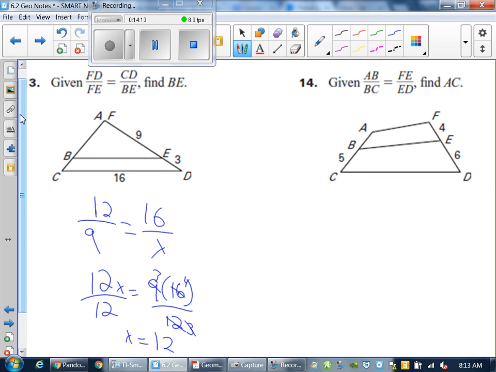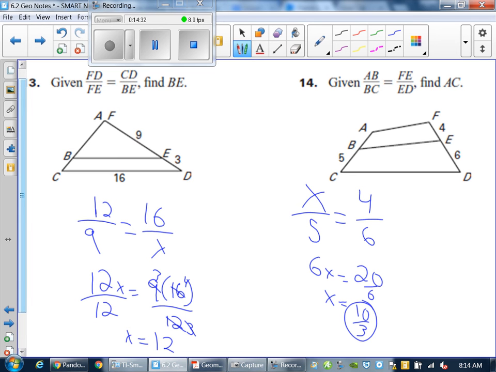AB is the one you don't know. 5 is BC. FE is 4. ED is 6. Cross multiply out. You get 6x is 20. Divide that by 6, you get 10/3. And leave it as a fraction. The calculator will do that. It'll leave it as 10/3. There's your answer.